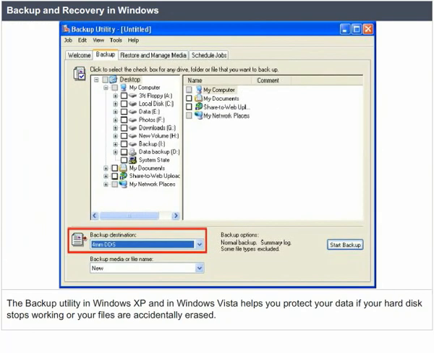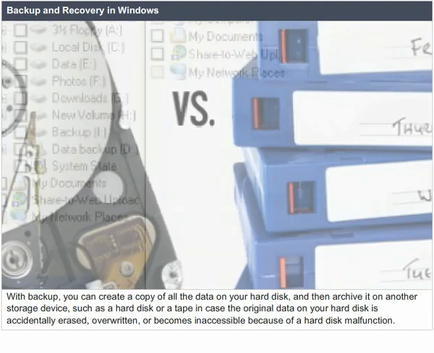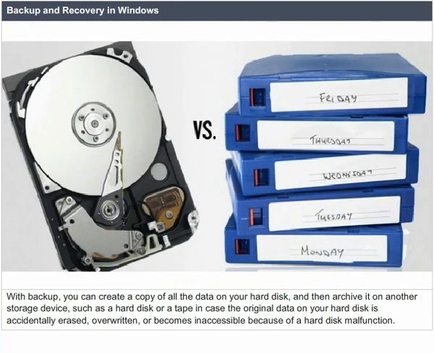The backup utility in Windows XP and Windows Vista helps you protect your data if your hard disk stops working or your files are accidentally erased. With backup, you can create a copy of all the data on your hard disk and then archive it on another storage device, such as a hard disk or tape, in case the original data on your hard disk is accidentally erased, overwritten, or becomes inaccessible because of a hard disk malfunction.